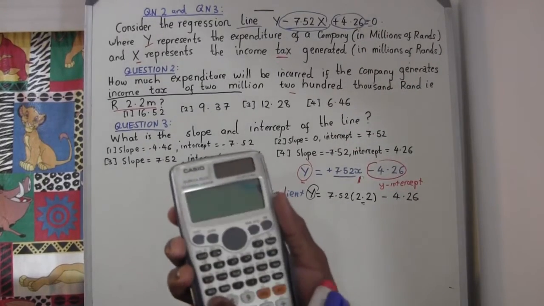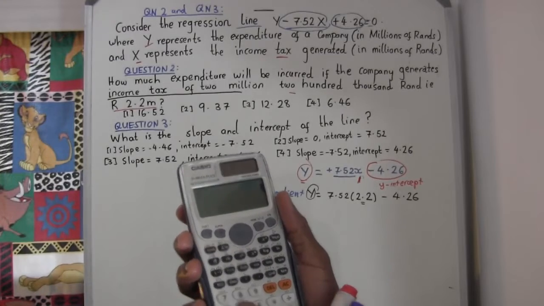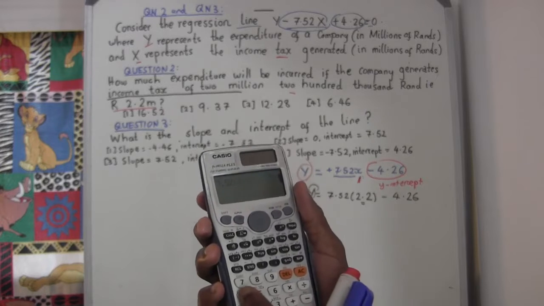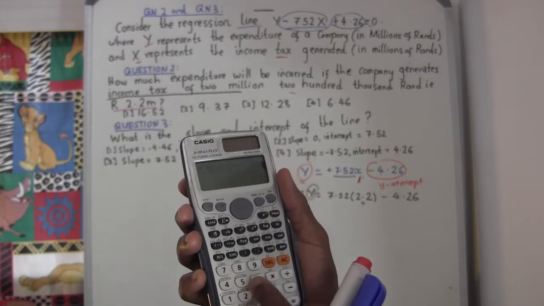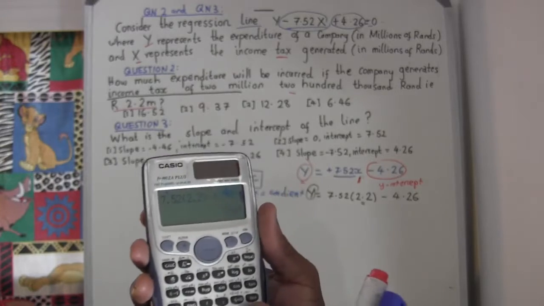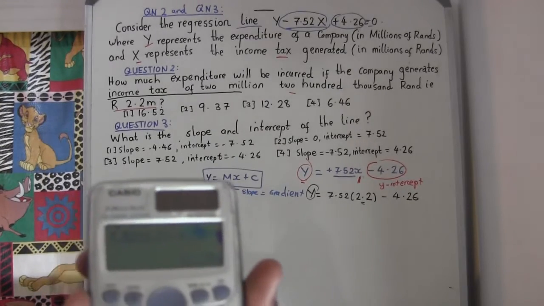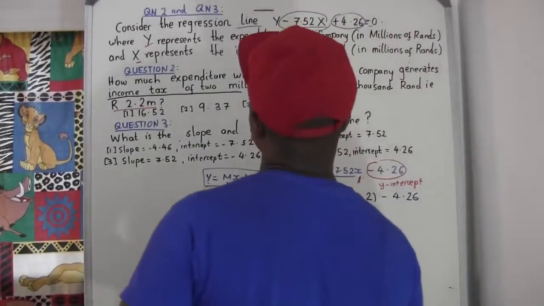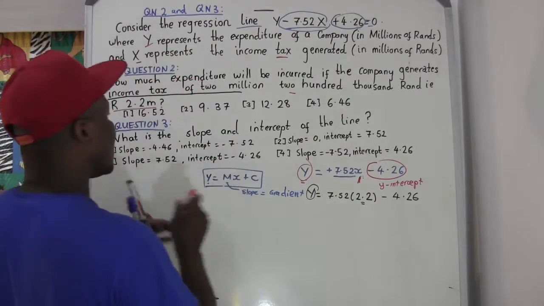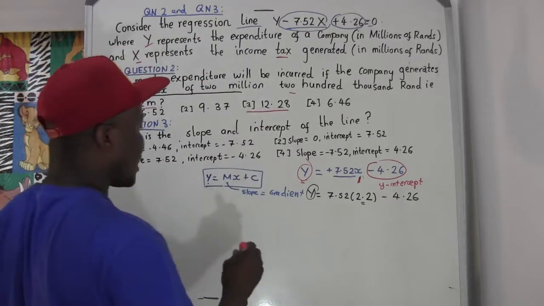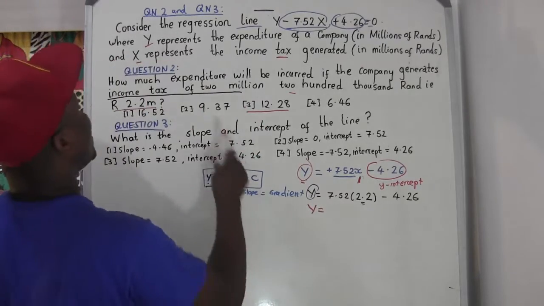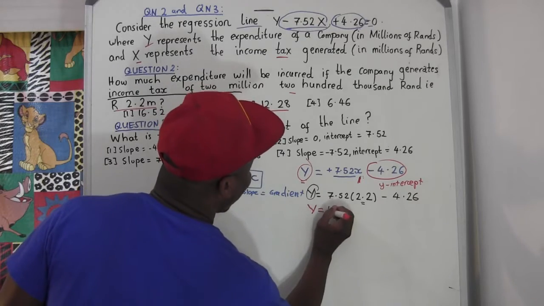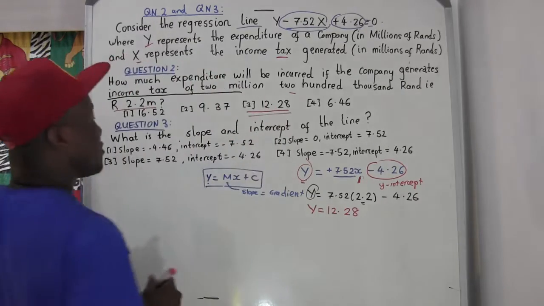So 7.52, and then we put a bracket, put 2.2 millions, and then we minus 4.26. This is going to give us, and then you press the S-D button, 12.28. I hope you can see 12.28. This is our answer here. So now our y, which is expenditure, equals 12.28, which is option 3 for the first question.